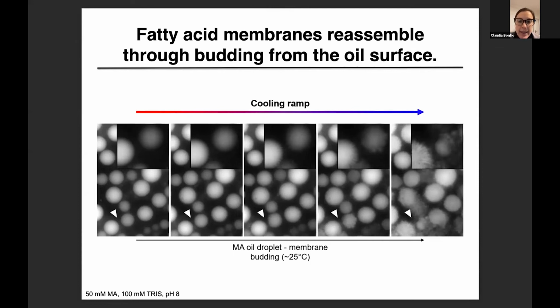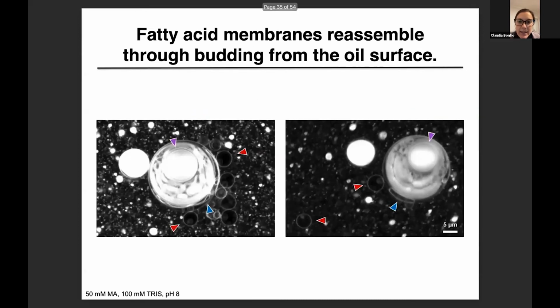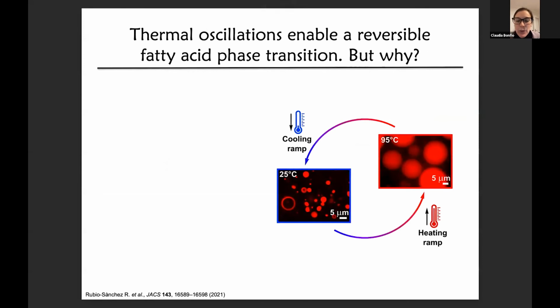So you heat the solution, you get lipid droplets, you cool the solution, you get back to lipid membranes. And the next slide shows exactly this process, the reformation of lipid membranes. You can see from this onion-like lipid droplet, new liposomes, new lipid membranes form and detach from it. If we go to the next slide, these are two colored images of exactly what I've just shown you.